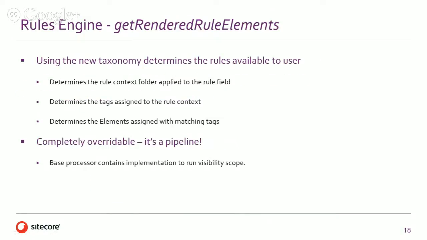And then finally, what we have is the getRenderedRuleElements pipeline. This has been introduced, and it steps through the stage in three processors, really. We've got a processor to check the rule context, followed by a processor to check the tags that have been assigned to that rule context, and then finally a processor that will actually get all the elements, the rule conditions, etc., and they're the ones that will actually be used in the rules editor itself.